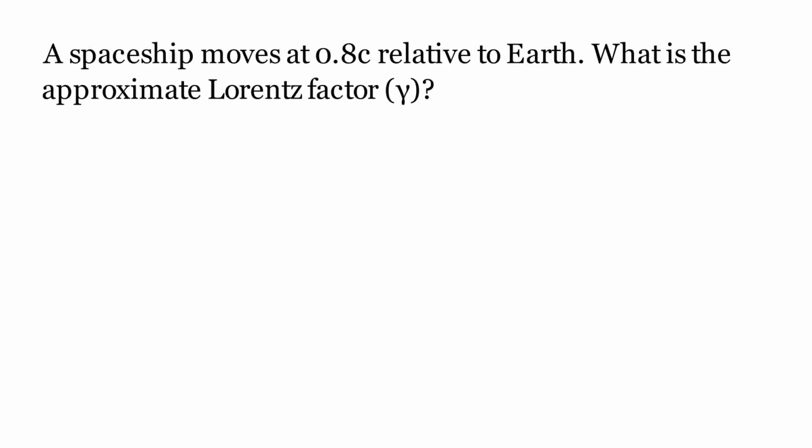A spaceship moves at 0.8 c relative to Earth. What is the approximate Lorentz factor, gamma? Letter A. 1.00. Letter B. 1.25. Letter C. 1.67. Letter D. 2.50.